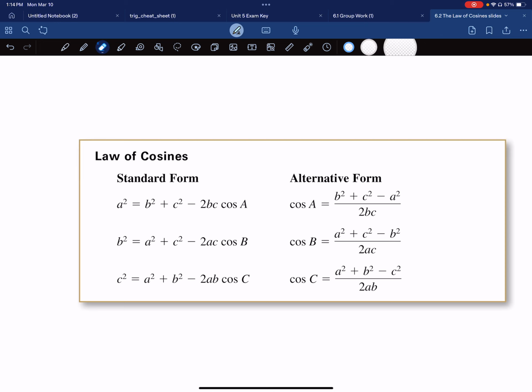But something you should notice about this is it kind of looks like Pythagorean theorem, right? So a squared equals b squared plus c squared minus 2bc cosine A. This is an equivalent equation where they've isolated the cosine. And so we would use this form. It's called the alternative form when we're trying to solve for an angle rather than a side. Okay.